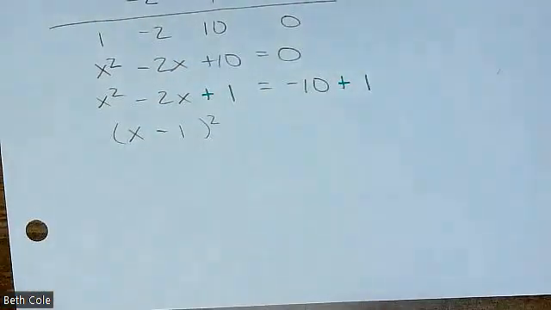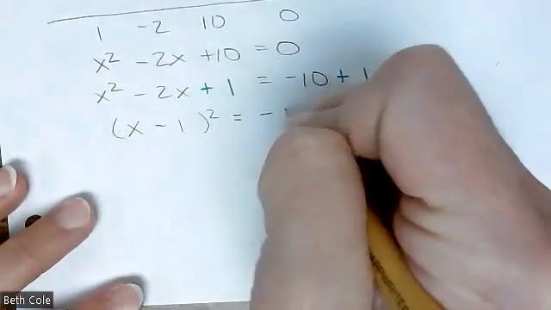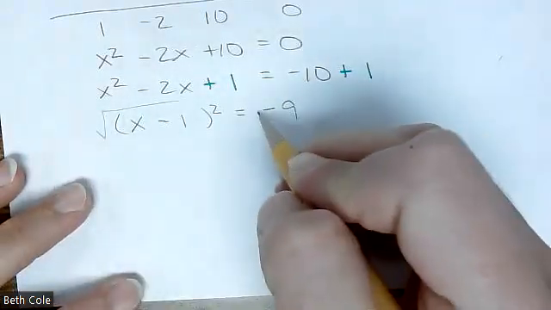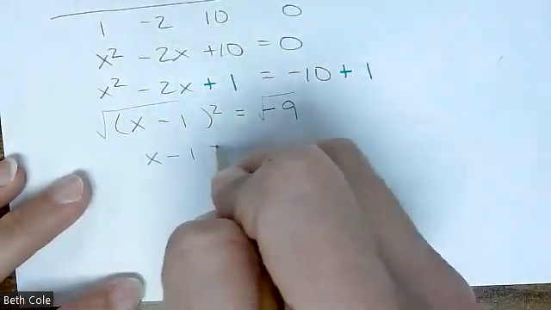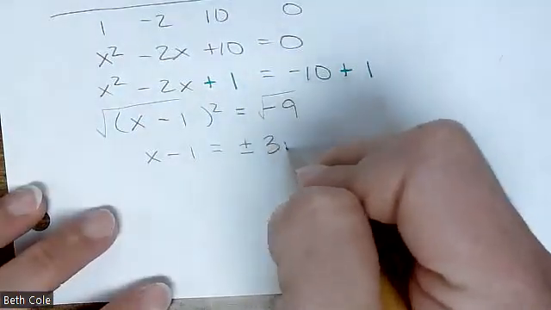X minus 1 equals -9. And just keep going. Keep going. What's the next step? Square root. So it'll be x minus 1 equals plus and minus 3i.